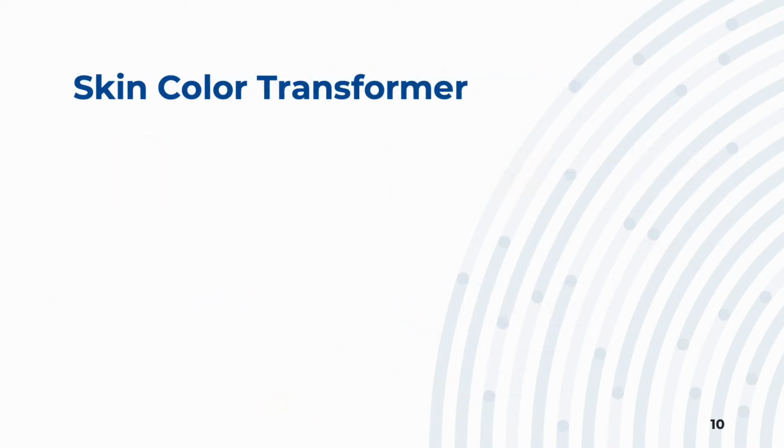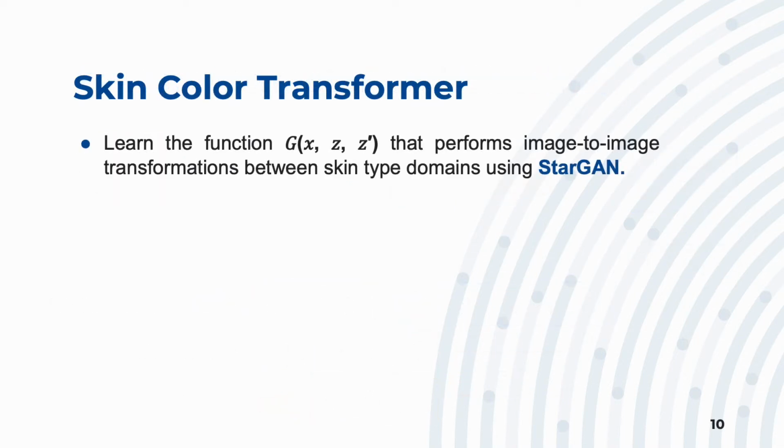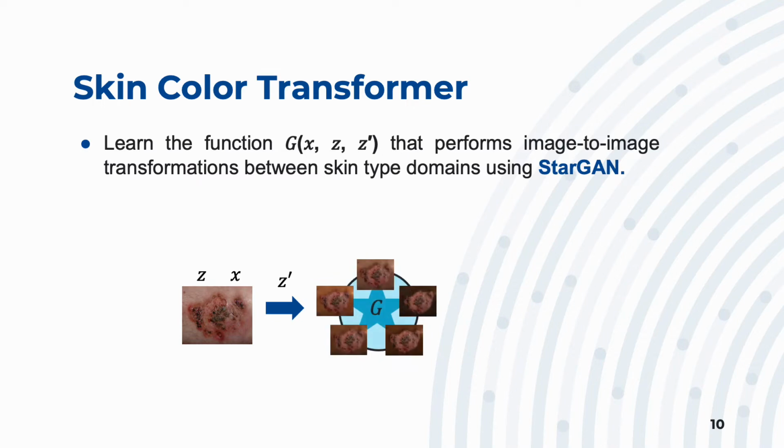For our skin color transformer, we use a generative modeling framework to learn a function G that performs image-to-image transformations between skin type domains. Given an image X with skin type Z and a target skin type Z prime, G is trained to synthesize a new image corresponding to X with the subject's skin type changed according to the target skin type Z prime.